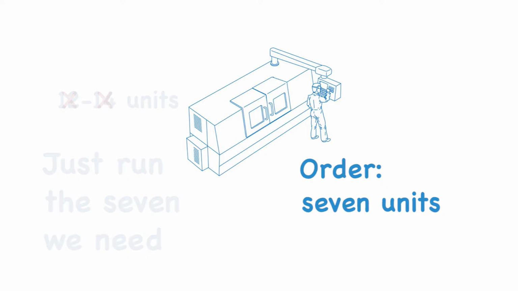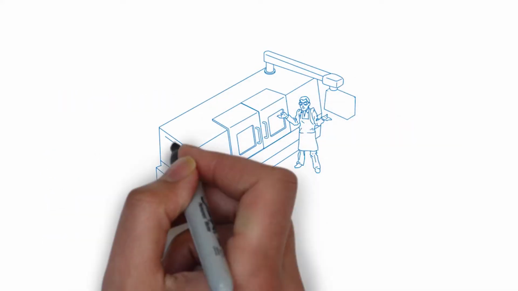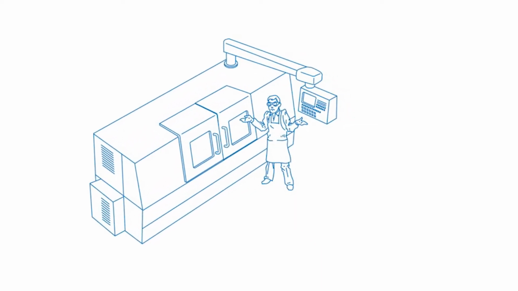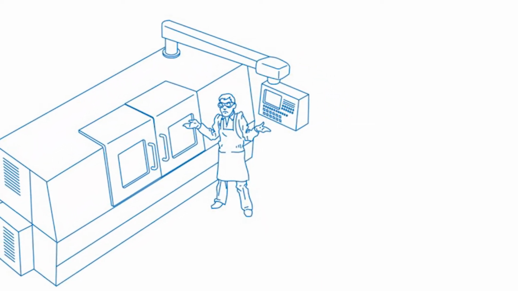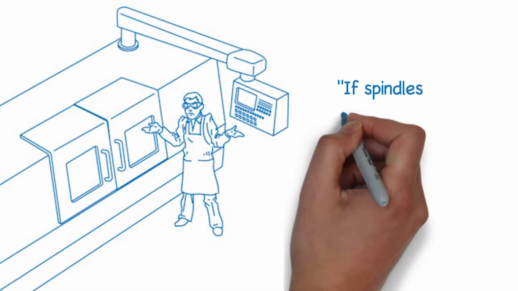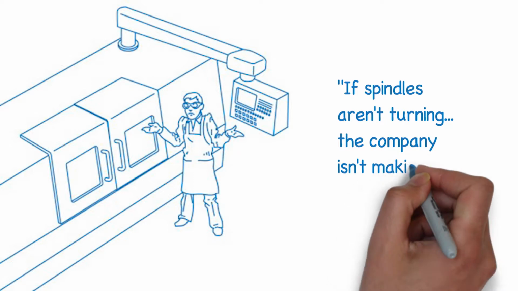But we're going to get more orders. It's a popular product. We'll need this same part next week, or maybe sooner. Sorry, just run the 7. If you make more, it throws everything off. But Michael, I run the lathe, and if the lathe isn't making parts, then the boss will notice that. It'll be bad. I look inefficient. If spindles aren't turning, the company isn't making money.